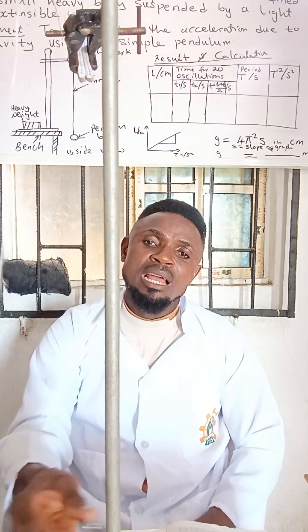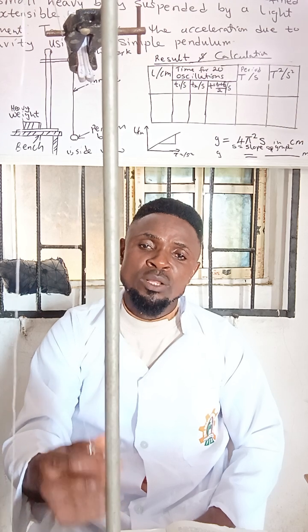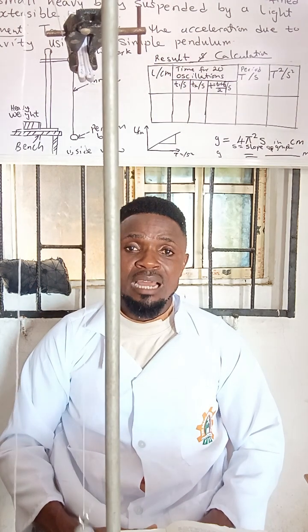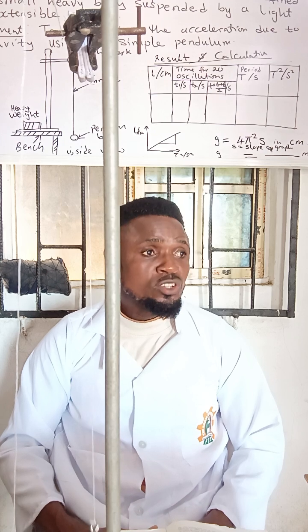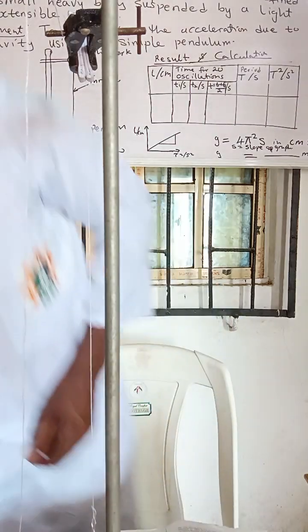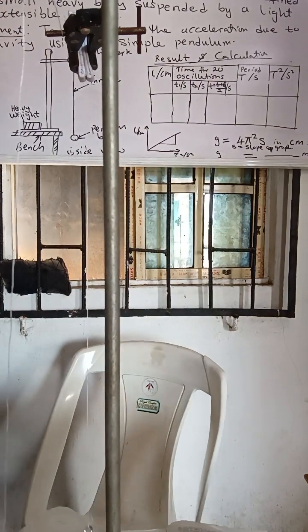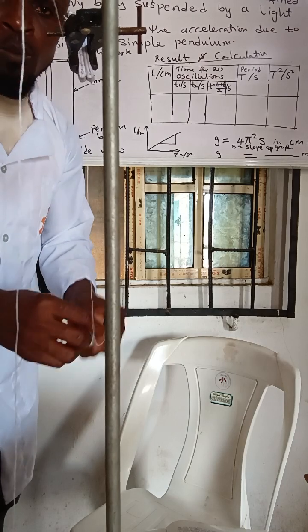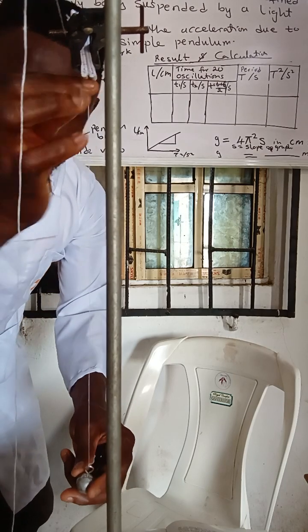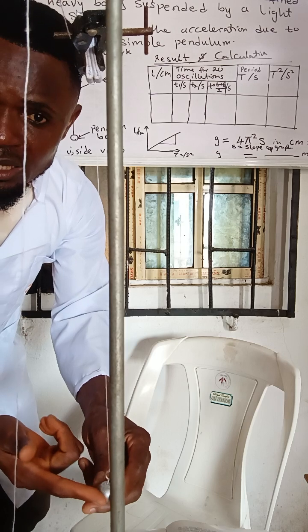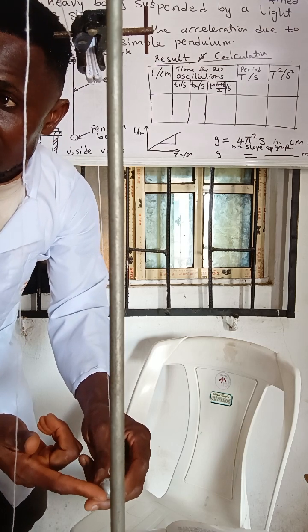We can use this simple pendulum motion to determine the acceleration due to gravity, small letter g. How do you use it? You will measure the length of the thread of the pendulum bob, from the point of release to the center of gravity of the bob. Is that clear?